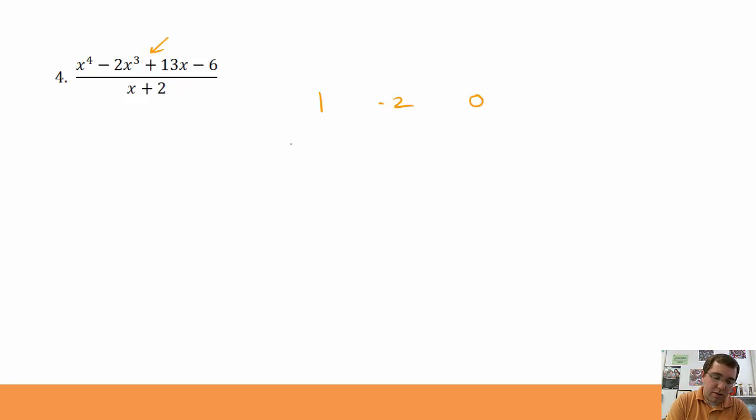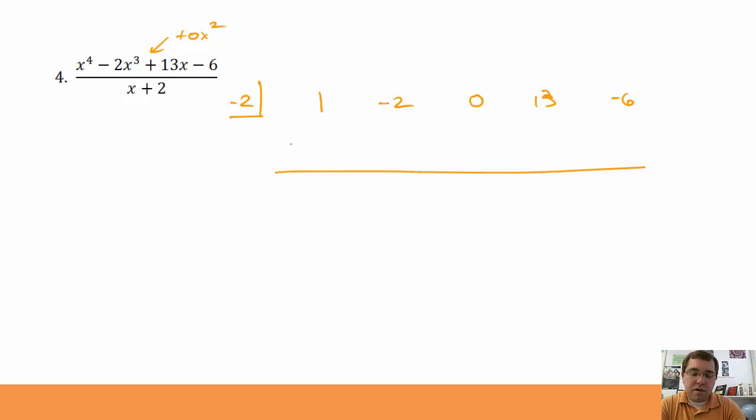is really plus 0x squared. So I need to hold the place for that one. Plus 13, so 13, and then negative 6. I am dividing by a negative 2, so that goes over here on the side in the little box thing, and I draw a horizontal line down there, skipping a line so I can write my numbers there.